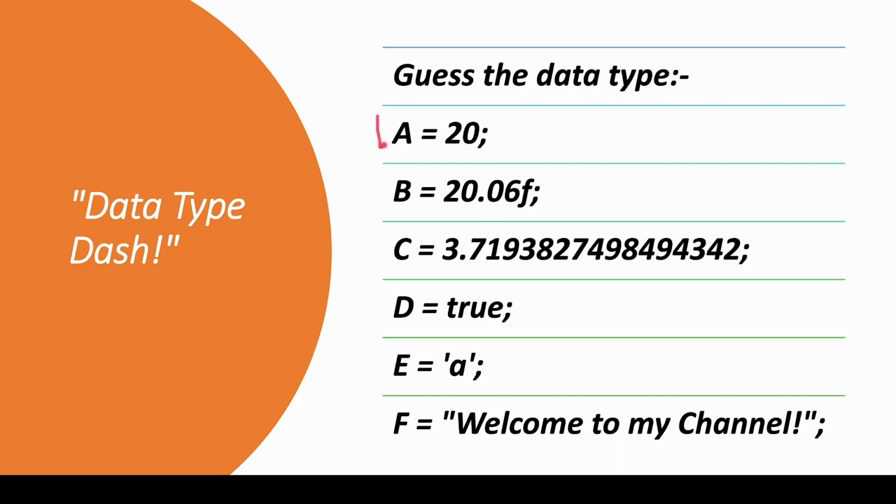And the first question is a is equal to 20. As you see, it is a whole number. As I said earlier, a whole number is identified as int, so it is of type int. If you wrote int, then you are 100% correct.